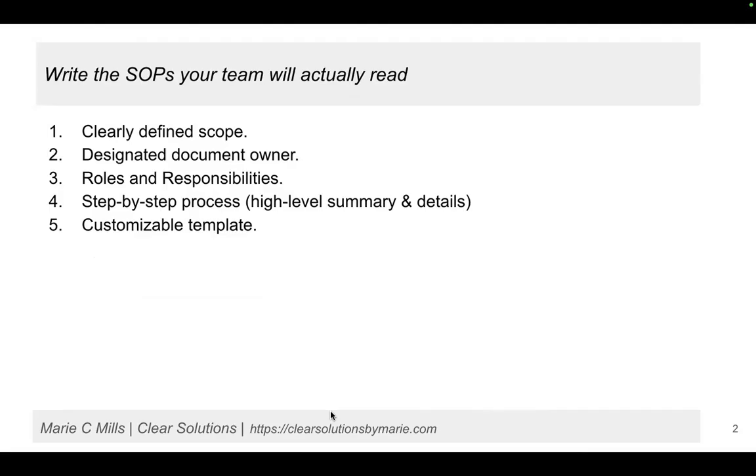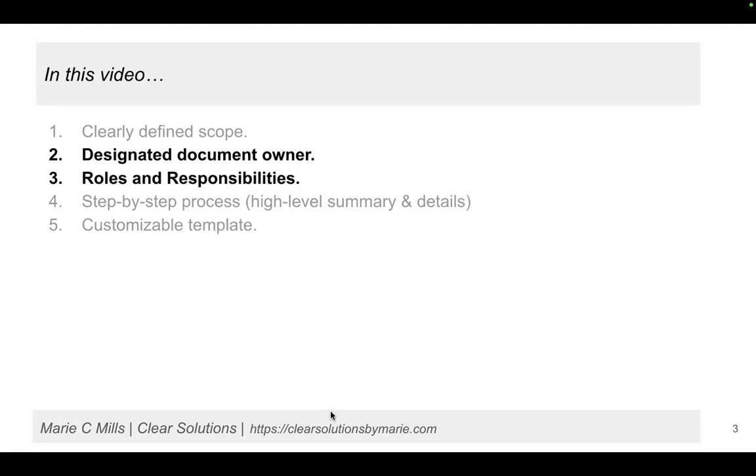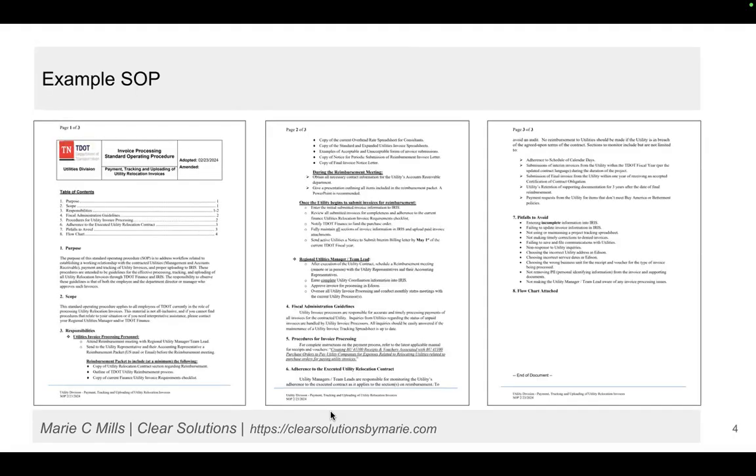To write SOPs that your team will actually read, you want to include these 5 elements. Number 1, a clearly defined scope, which I covered in a previous video. Number 2, a designated document owner. Number 3, roles and responsibilities. And number 4, your process section should have your process outlined at a high level and in detail, and then always start with a template. So in this video, again, I'm only going to cover the designated document owner and roles and responsibilities.